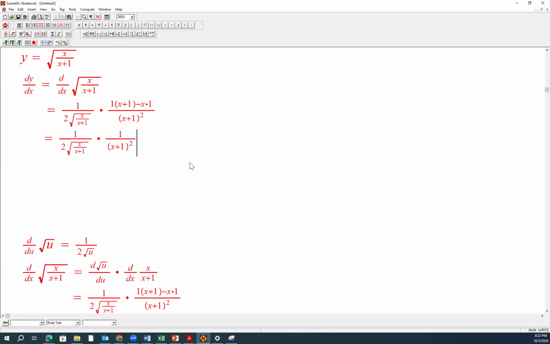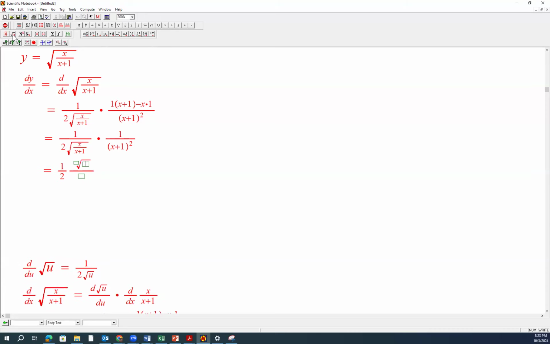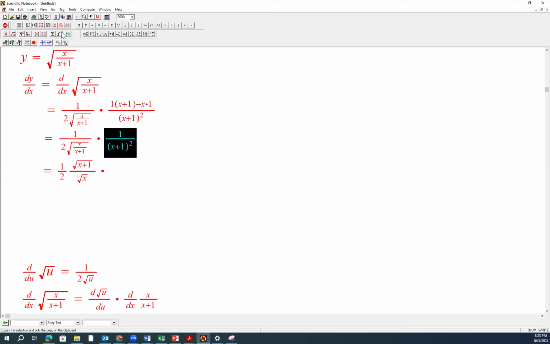Okay? And of course, you can reduce it. How do we reduce it? Okay? I do give extra point for reducing this. So this part you're going to get root x plus 1, right? Because that's in the denominator. Over here is a root x. And here we got this 1 over x plus 1 squared, okay?